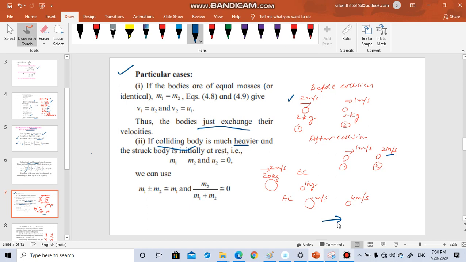Mathematically also you will get the same thing if you put in the equations. So this result you should remember: when a big body is traveling and hitting a small body which is at rest, the small body will acquire double the speed of the first body, but there is no effect on the first body. The first body will go at 2 meters per second only. Now let us move to the next one.